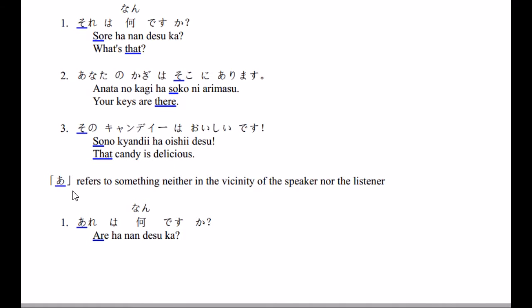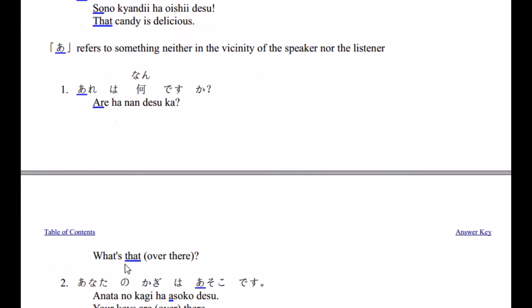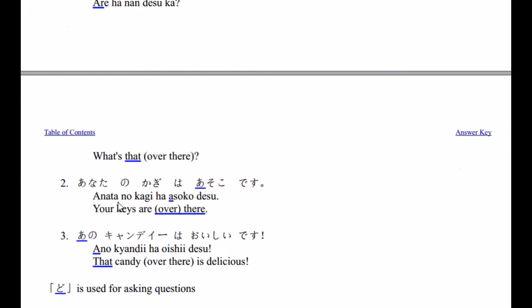And next we have a. Okay, so a refers to something that is neither in the vicinity of the speaker nor the listener. Okay, so here we have some example sentences. Number 1, あれは何ですか? So we have what's that over there. So remember, a is used when something is neither near me, the speaker, nor the listener, my friend or something. So maybe my friend and I are standing over here and there's something really interesting or weird over here. And I can ask my friend, あれは何ですか? What's that over there? Number 2, あなたの鍵はあそこです. Your keys are over there.